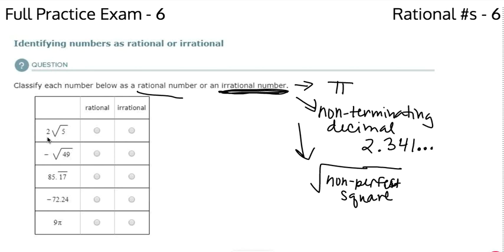My first one. The number 5 is not a perfect square. Nothing times itself equals 5. Irrational. The number under here is a perfect square. So this is going to simplify to -7. It's not pi. It's not a decimal that never ends. And it was a perfect square. Rational. So if it does not fall into one of these 3, it's automatically rational.